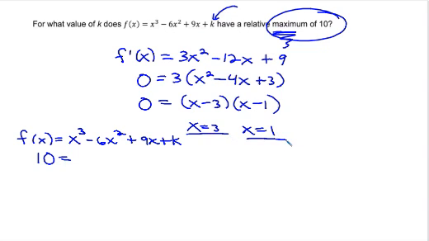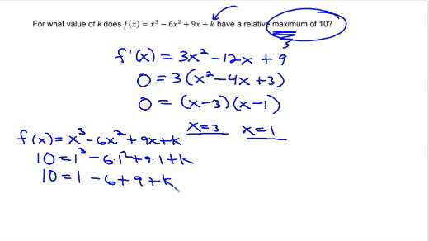And I've got 2 choices here. We may as well do the easy one first. Let's do the 1. Put in 1 cubed minus 6 times 1 squared plus 9 times 1. And that's plus k. And we have 10 equals 1 minus 6 plus 9 plus k. That's negative 5 plus 9, which is 4 plus k. K could be 6, but you know what we didn't check?